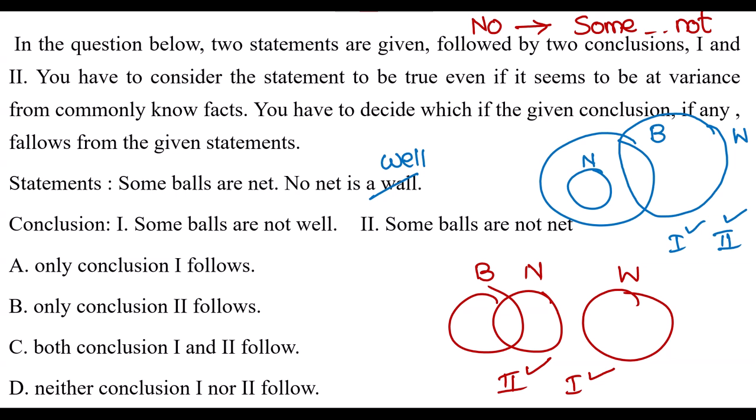First conclusion, second conclusion. The options are: only one follows, two follows, both, neither one nor two. Some balls are wet. They said some balls are not net. Here this is the balls area which is not involved in net. Is there any diagram which is failing those conclusions? But directly I can say the second one is wrong actually. I'll let you know how.